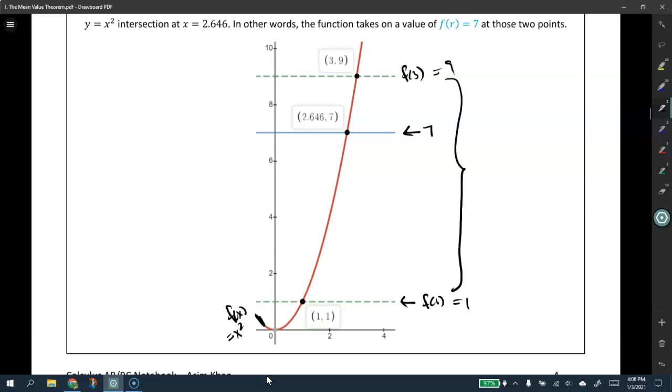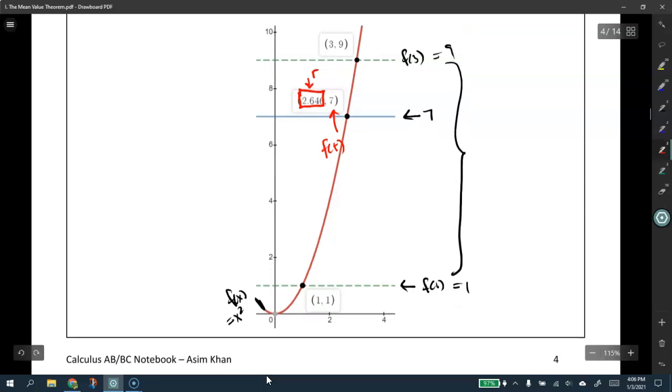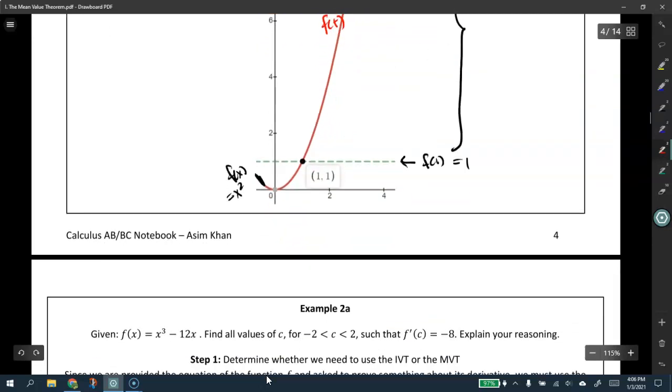But what I did is just to talk about that point R, because a lot of students are able to get this question somewhat correct, but they don't understand what the theorem was saying, right? So the theorem was saying that there is some number, and here is that number, 2.646, where, so this is R, okay? This is the value of R, where the f of R is actually equal to 7, right? And the IVT did not tell you what the number is, it just guaranteed you that such a number actually occurs.